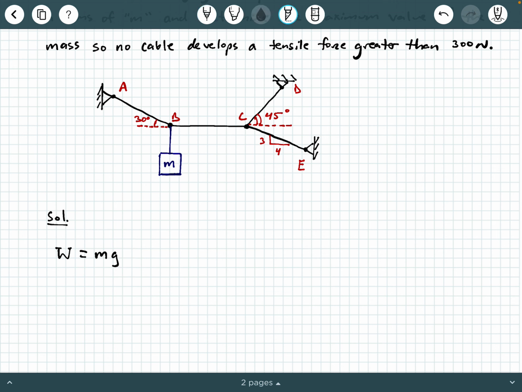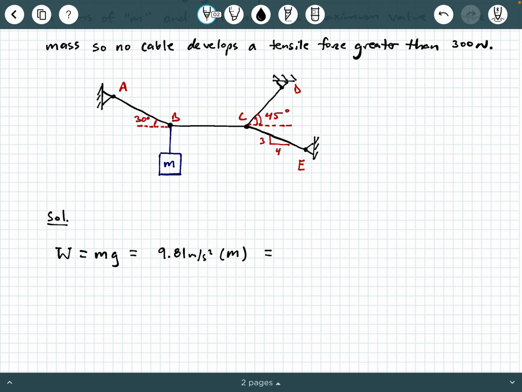Well, if you look in the given information, we're interested in making sure none of the cables develop a tensile force greater than 300 newtons. Because we were told in the problem statement about a value in newtons, which is in the SI system, we need to use that as a context clue to use the SI version of acceleration due to gravity, which is 9.81 meters per second squared. So we can rewrite this as 9.81 meters per second squared times the mass.